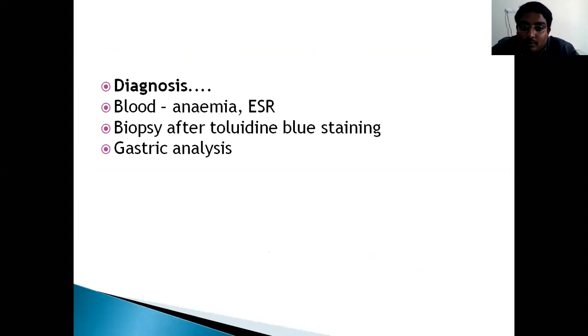Diagnosis: blood tests for anemia, you will check hemoglobin, and ESR. ESR will be raised due to inflammation. And biopsy, toluidine blue staining, and gastric analysis.